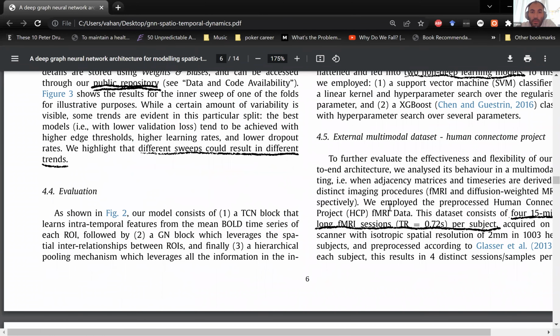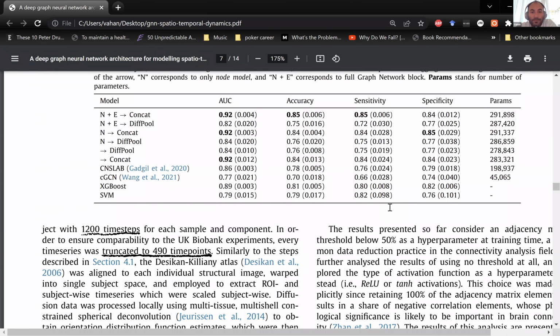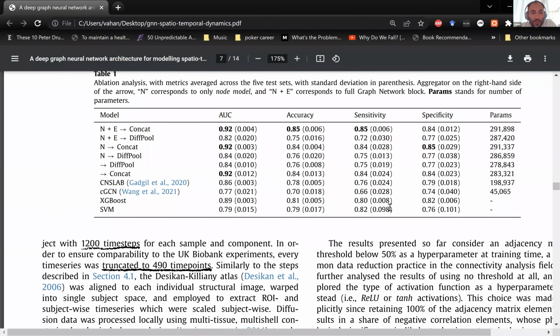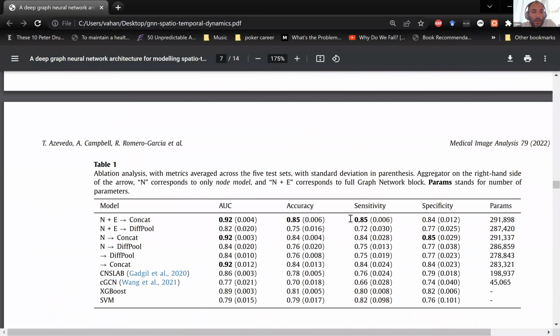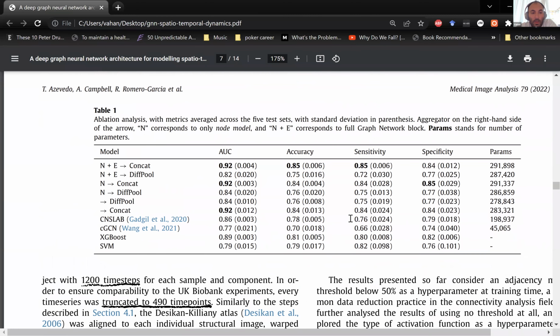Let's look at results. So this is an ablation study. N means we use the node model, E means we use the edge model. Concat means we used concatenation for pooling. Diff-full is the differential pooling.